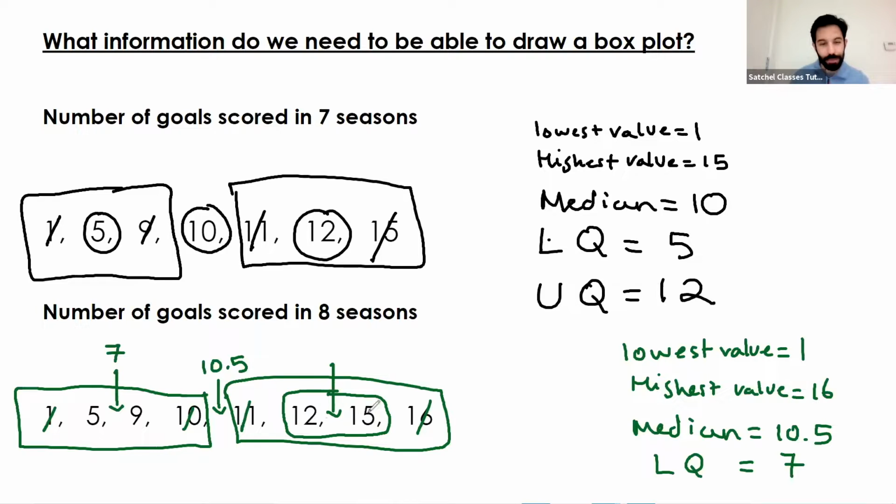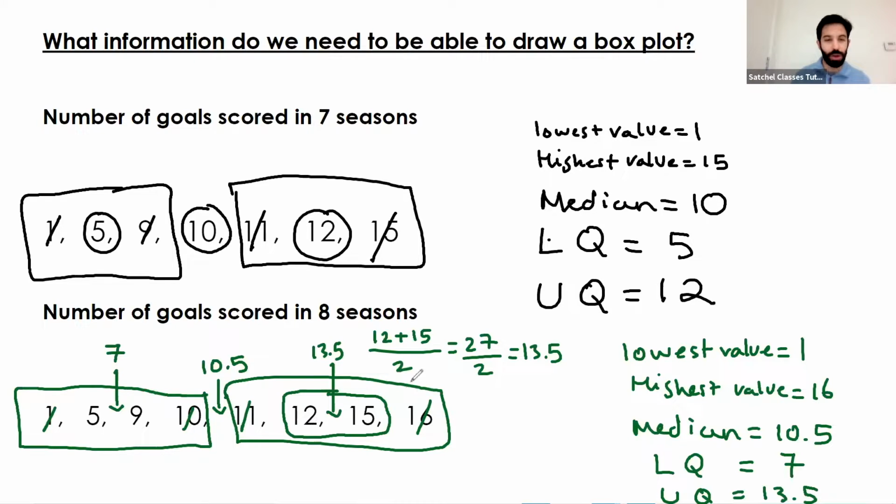Now with this one, it might be a little bit tricky. So what we can do is add the 2 numbers up. So 12 plus 15 divided by 2, that will give us 27 divided by 2, which will give us 13.5. So 13.5 is bang on in the middle of 12 and 15. So the upper quartile is going to be 13.5 in this example.